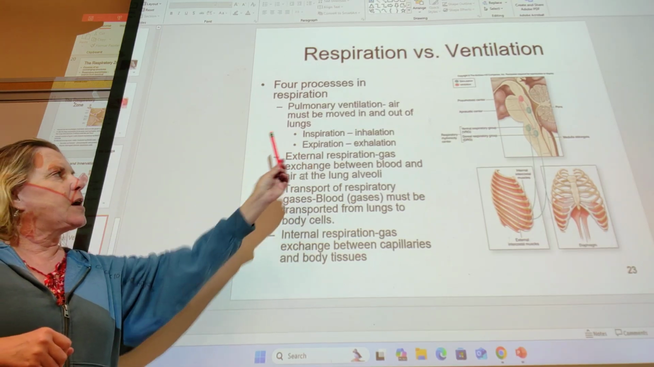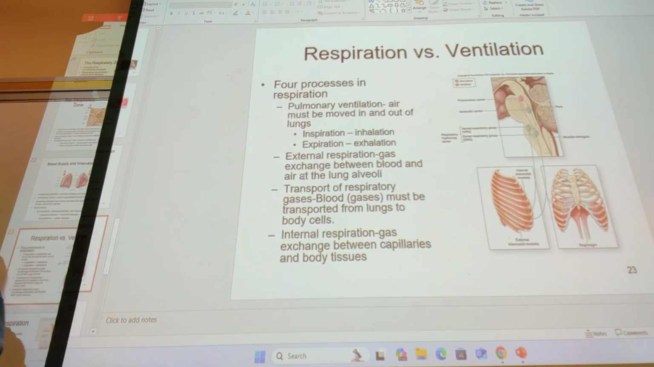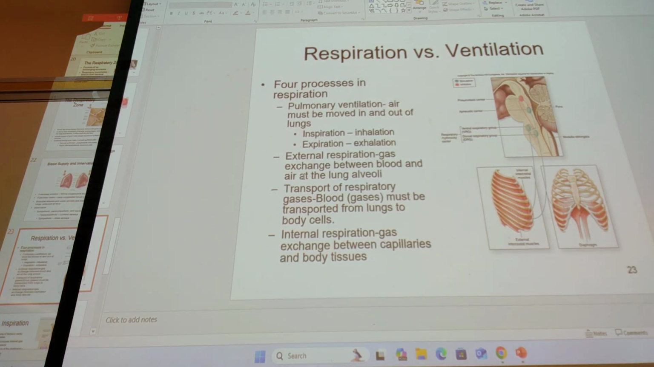Ventilation means that we're actually bringing air in and out of our lungs, into and out. If we are inhaling, that is inspiration, that's another name for it. If we're exhaling, it is called expiration, which is the reason why when we say, when was the expiration date? When did the patient expire? And that meant they let go of their last breath.